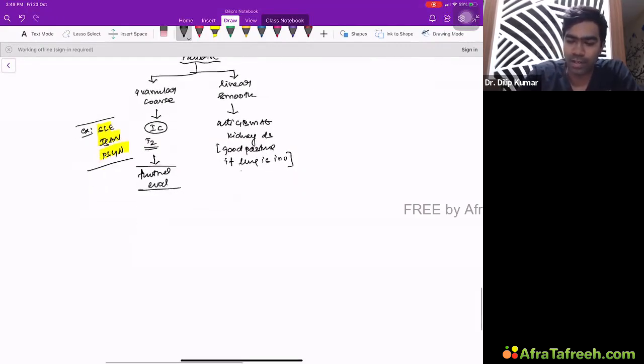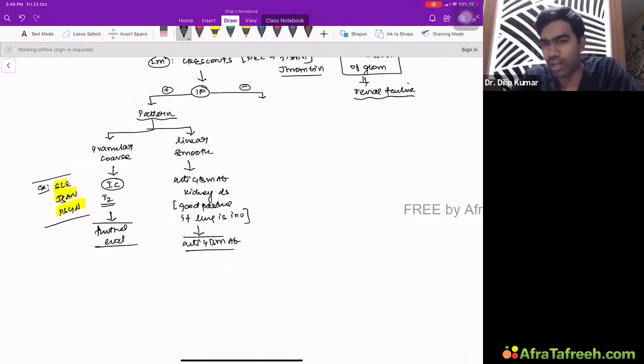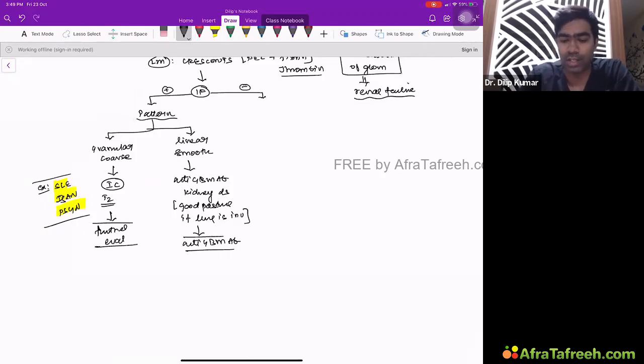The next step here, you can evaluate anti-GBM antibody testing. Anti-GBM antibody testing is commercially available. You can do the next test in this. So if immunofluorescence is negative, which means you don't see any immunofluorescence, then this will be called a post-immune variety.